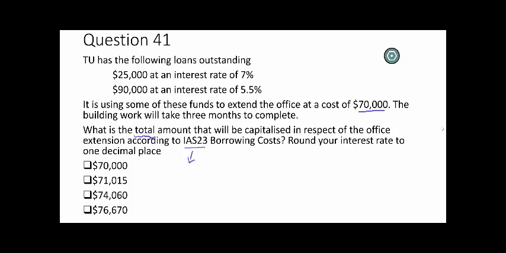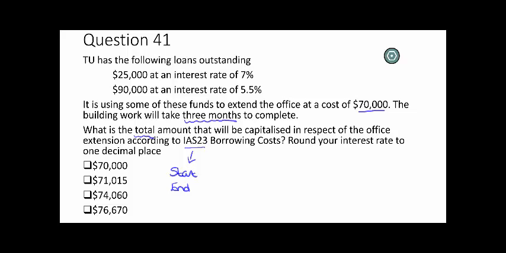So the key thing normally is looking at what period we actually capitalise for, and we start when we first start incurring costs on the actual project, and then we're required to stop capitalising when the asset is ready for use. In this case, that isn't what they're actually focused on, because they've told us that it's a 3-month project, and so we need to capitalise the borrowing costs for that 3-month period.